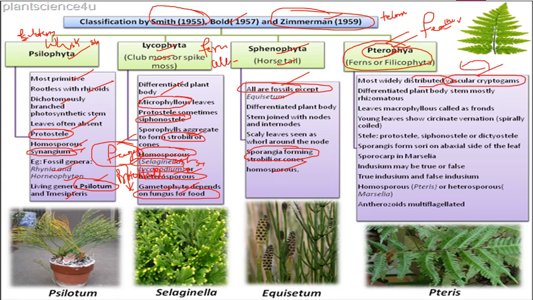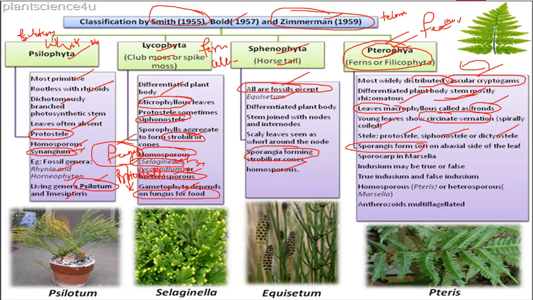And plant body is differentiated into stem, mostly rhizomatous, means horizontal stem, underground stem present होता है, that is called rhizome. और जो leaves होते हैं, we use the term fronds, which are large size leaves, fronds बोलते हैं. और जो young leaves होते हैं, they show a special type of venation that is called circinate venation, spirally coiled. Stele is protostele, siphonostele, dictyostele, and sporangia form sori, means group of sporangia that form sori.